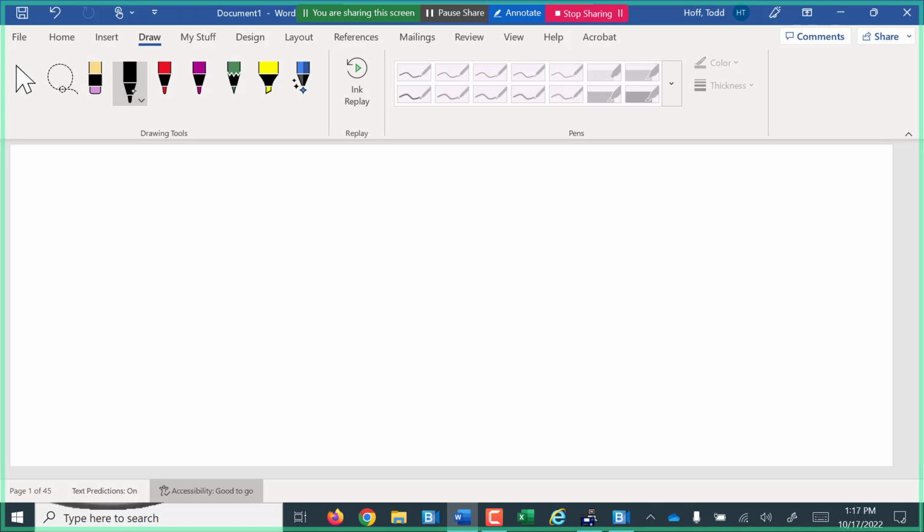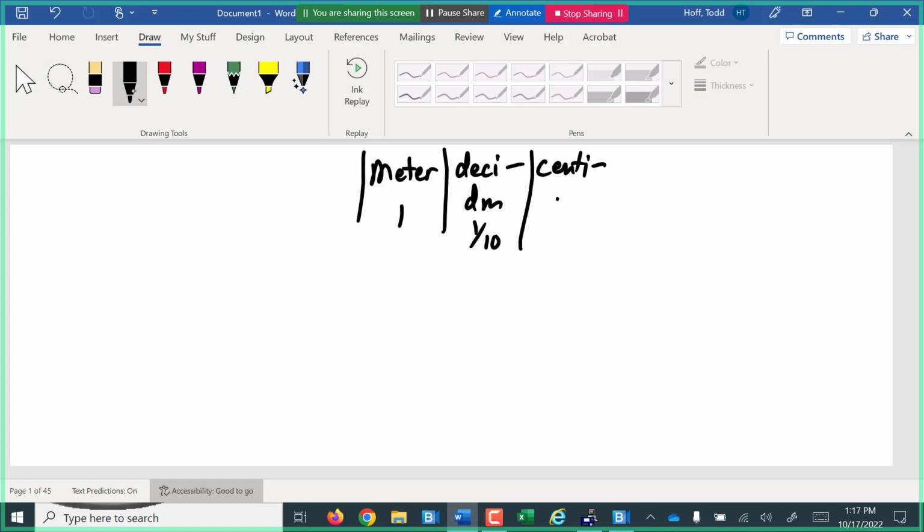In the metric system, it was simply memorizing the chart. We had our main unit, which was for now meters for length, which was 1 unit. Deci, or dm, was 1/10 of a meter. Centi, cm, was 100th of a meter. And milli, abbreviated millimeter, was 1,000th of a meter. And we did go down to micro, which was 1,000,000th of a meter.